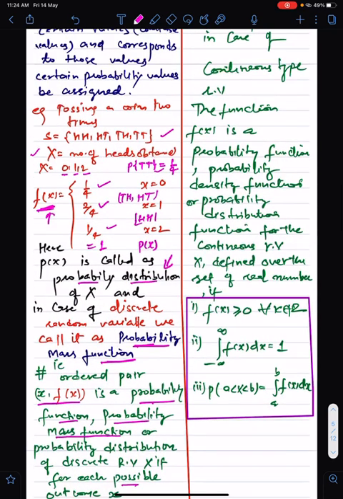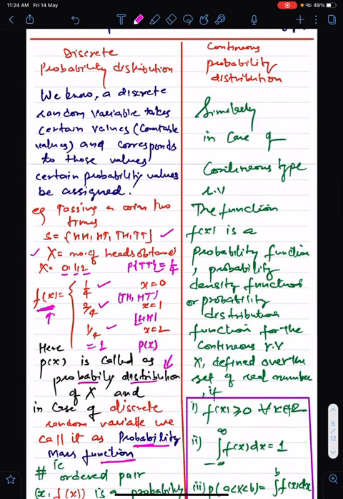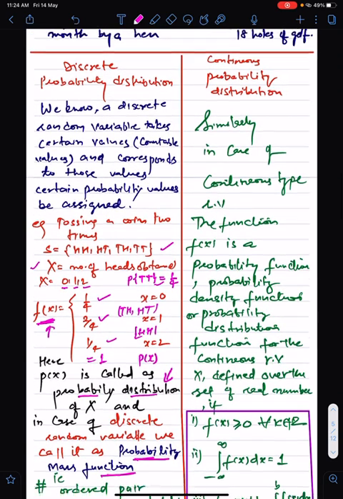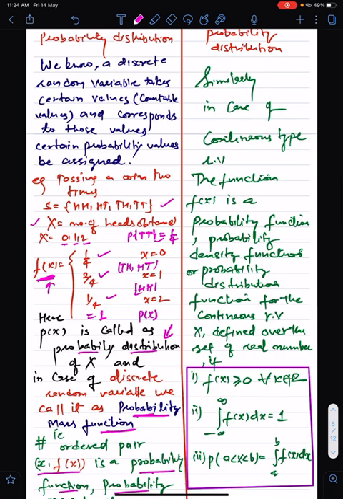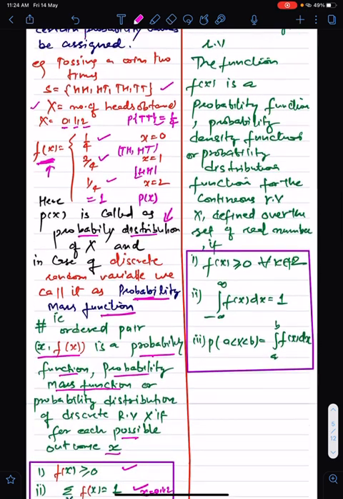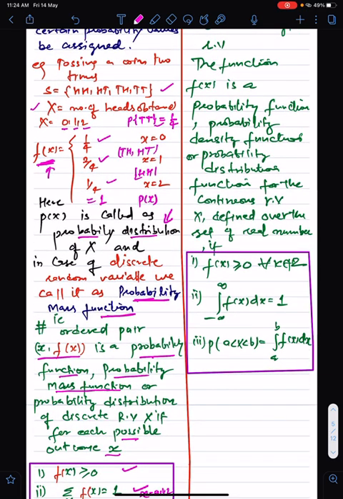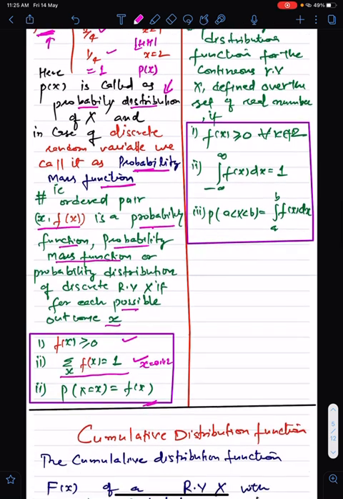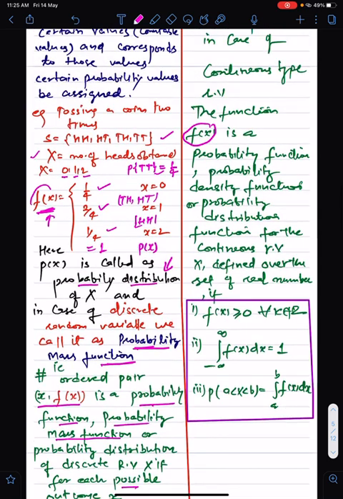On the other hand, the case of a continuous type random variable, or a continuous probability distribution, is defined in a similar fashion. But this function f of x changes its name. Earlier, in the case of a discrete type random variable, it was the probability mass function, but in the case of a continuous type random variable, we call it a density function, or probability density function.